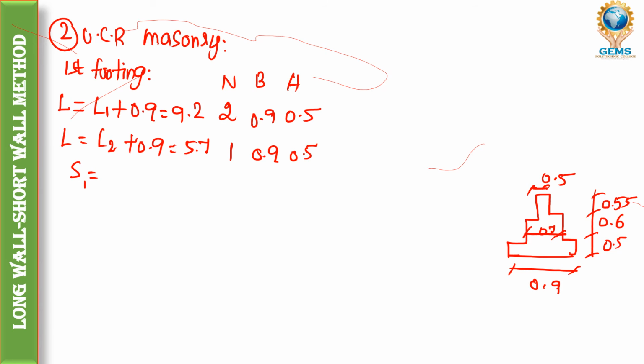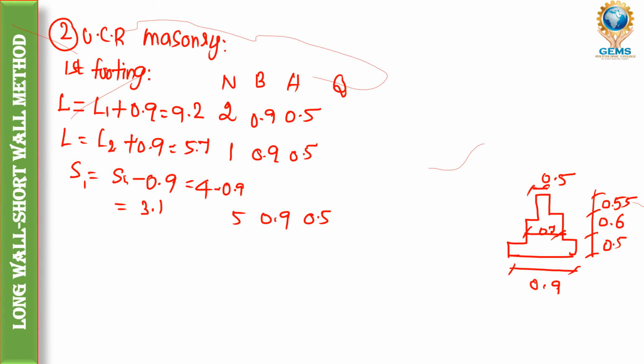Okay. Then for S1 and S2, S1 minus it will come, right? So S1 minus 0.9. Okay, so what will we get? S1 equal to 4. So 4 minus 0.9. So what will we get? 3.1. Okay, so here n will be 5, then 0.9, 0.5.